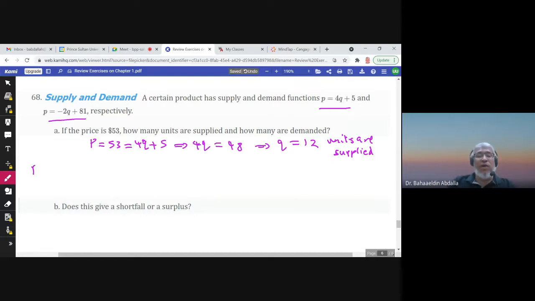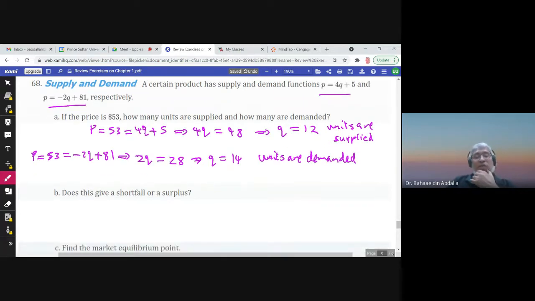So again the price P is 53, but this time we put it in the demand equation and solve for Q. I can take 2Q to the other side, and then 2Q would be 81 minus 53, which is 28. So the number of units would be 14, 28 over 2. So 14 units are demanded when the price is 53.